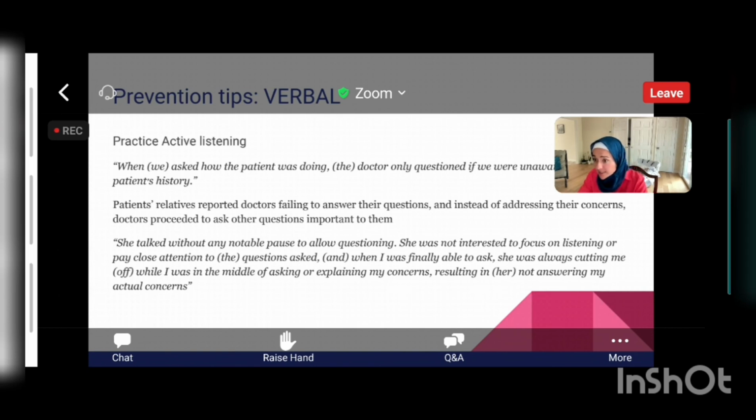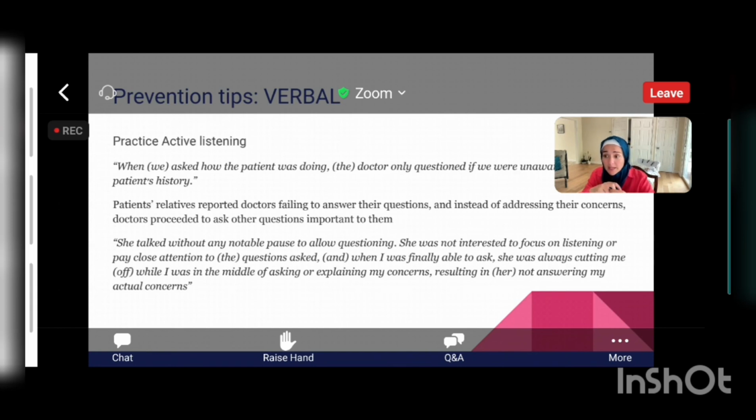This is what a patient said. When we asked how the patient was doing, it was the patient's carer. So the carer said, how's the patient doing? The doctor only questioned if we were unaware of the patient's history. So basically, the doctor wasn't interested in answering their question. They were just asking their own questions. The patient's relatives reported that the doctor failed to answer their questions. Instead of addressing their own concerns, the doctors proceeded to ask the questions that were important to them.